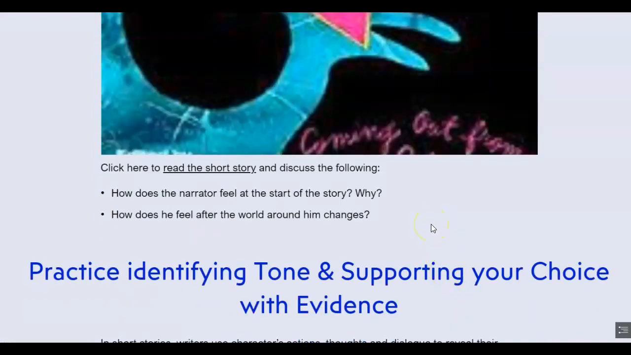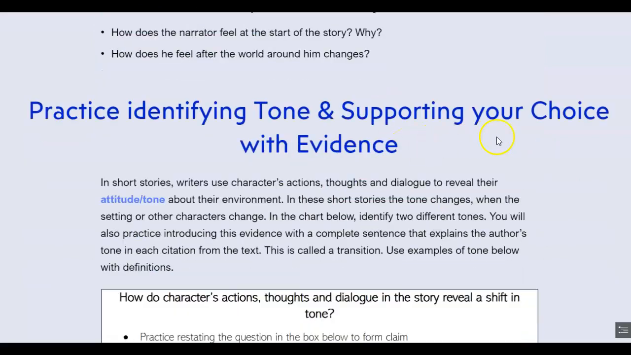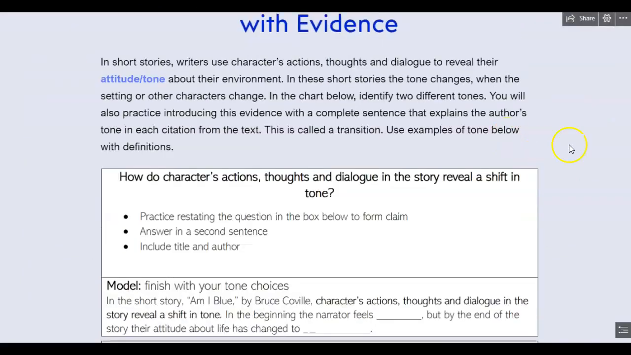So things to keep in mind. How does the narrator feel at the start of the story and why? And how does he feel after the world around him changes? So this is what questions you are going to be answering when we are doing the second part of this story. All right, so this is what your worksheet will look like.